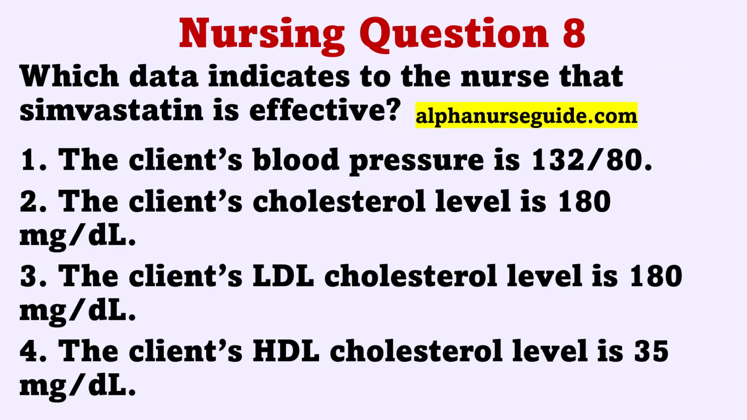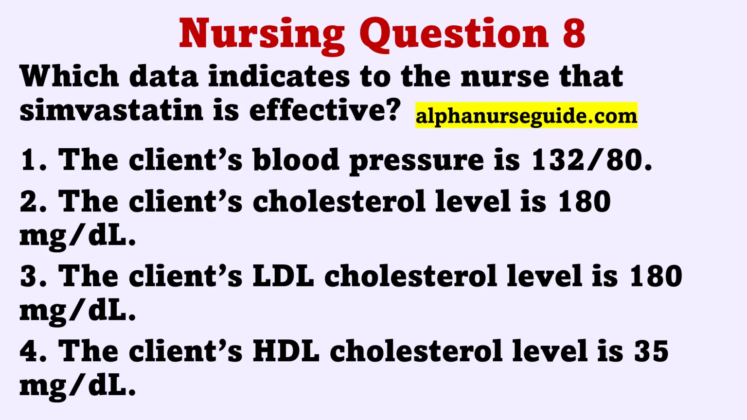Which data indicates to the nurse that simvastatin is effective? 1. The client's blood pressure is 132/80. 2. The client's cholesterol level is 180 milligrams per deciliter. 3. The client's LDL cholesterol level is 180 milligrams per deciliter. 4. The client's HDL cholesterol level is 35 milligrams per deciliter.